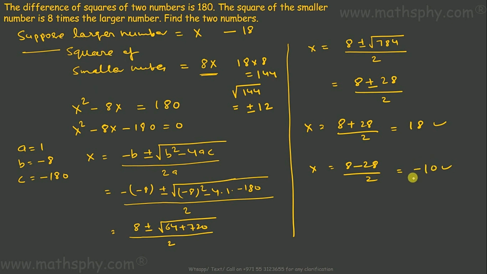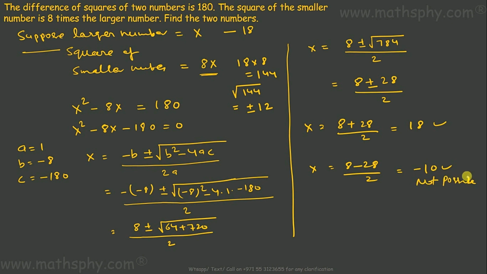Okay, let's try with negative 10. If the larger number is negative 10, then the square of the smaller number would be negative 80, which is not possible because the square of any number cannot be negative. So this is not possible.